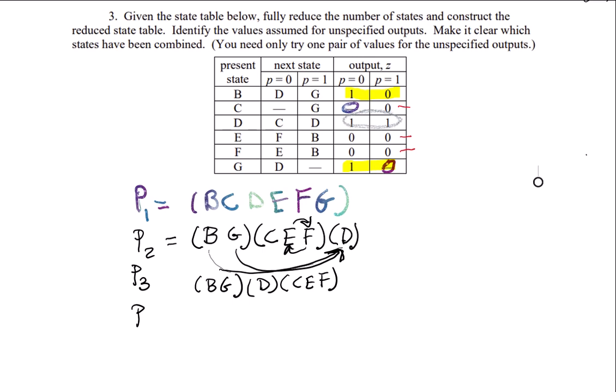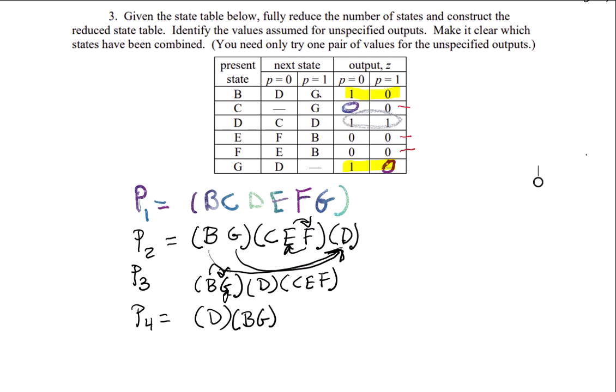Now we'll look at the 1 successors. D is already all by itself, can't do anything. B, its 1 successor is G. And G, its 1 successor can be anything. It could be G or B, but we might as well leave it in the same partition. So we'll have B and G together.